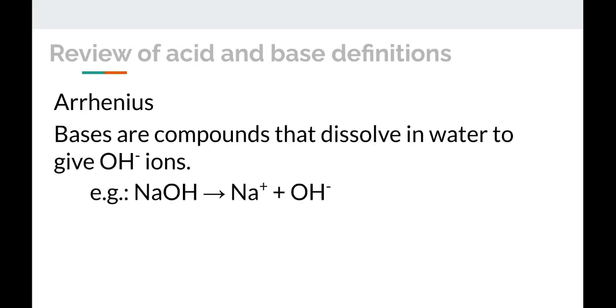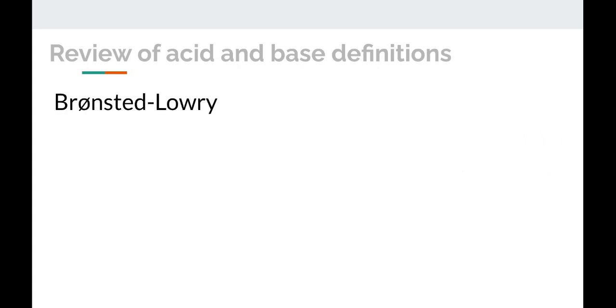A base is a compound that dissolved in water gives hydroxide ions, OH minus ions. So that pretty much just meant soluble hydroxide salts, like sodium hydroxide. You put that in water, sodium salts are completely soluble, so you get sodium ions and hydroxide ions.